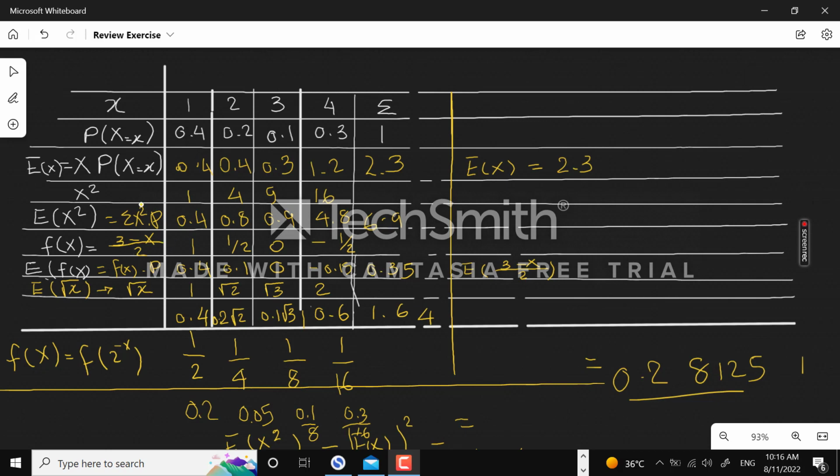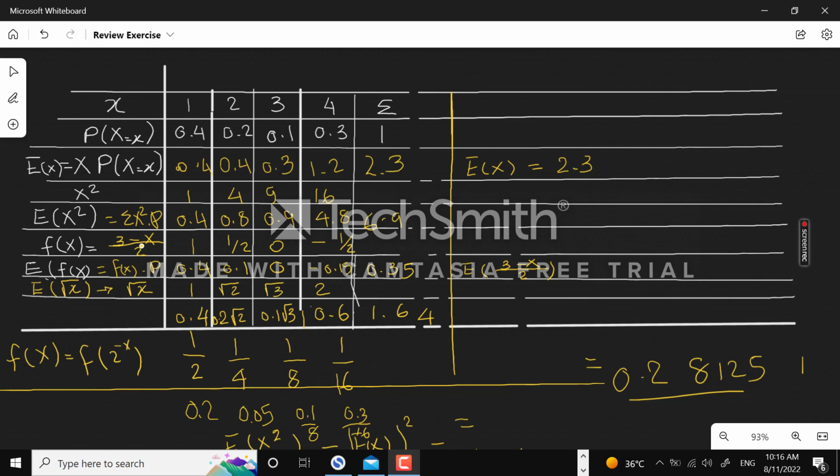Again, if we have another function, (3 minus X) over 2, I need to calculate the expectation for this function. So simply, number 1, calculate the function value for each random variable, meaning that we should plug in the value of X in the function equation here.